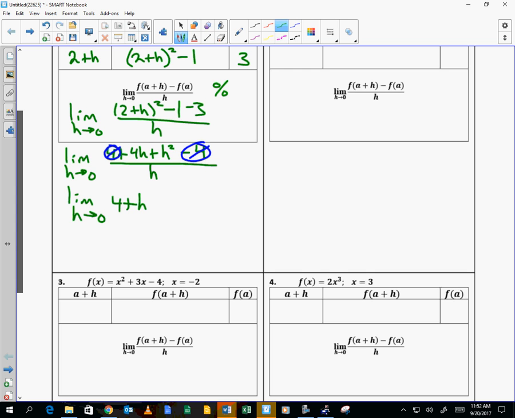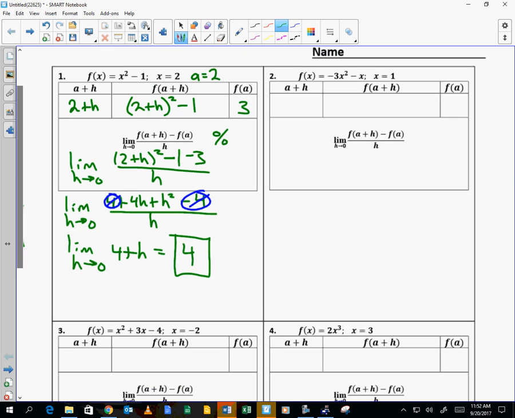Can I now plug in 0 for h? If I plug in 0 for h, what do I get? That's the slope at x equals 2, or a equals 2. I will now show you how to verify your answer. This is how you're going to check your answer today.